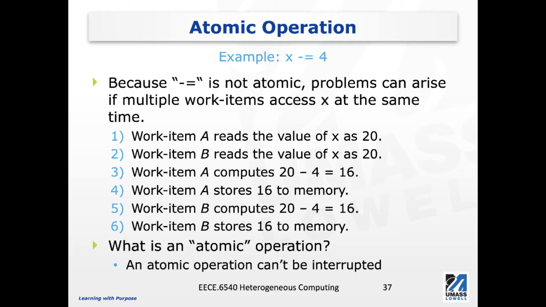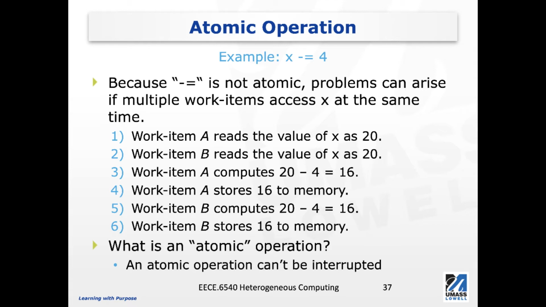Another very important operation is the atomic operation. Atomic is to make sure that certain operations are either complete altogether or not completed at all. For example, let's say we want to decrement x by 4. Because this minus equal is not atomic, some problems can occur when multiple work items access x at the same time. Let's look at this sequence.